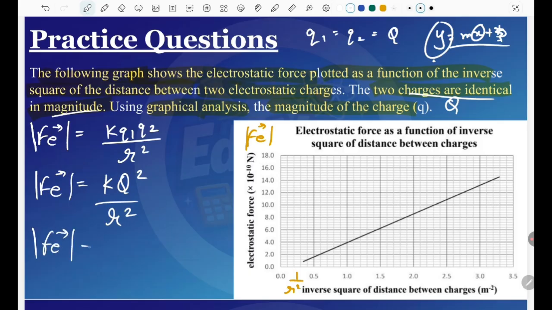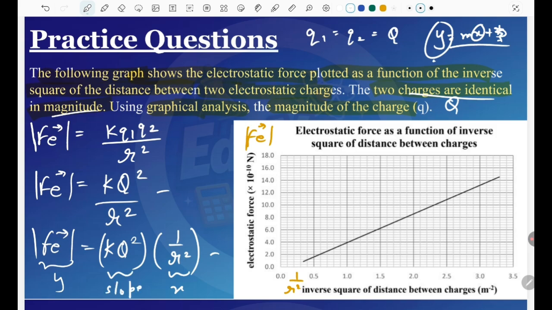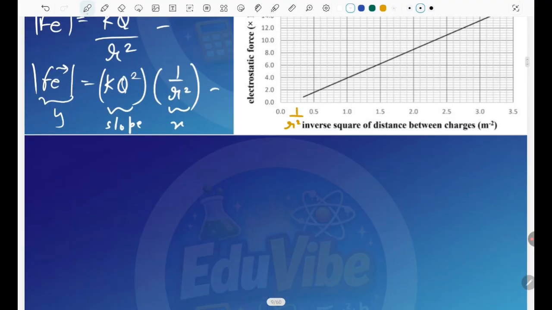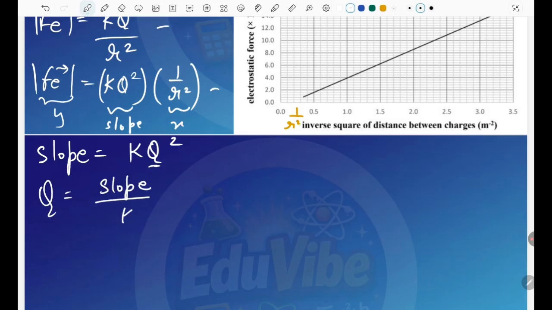So Fe is equal to k q square, remaining like this, but the r square goes out, so we can multiply this by 1 by r square. So now this is your y, this is your x, and this is your slope. You get the slope from there. So your slope is equal to k q square, but you want that q. So q is equal to slope upon k, and you take the whole root, since this is a square.